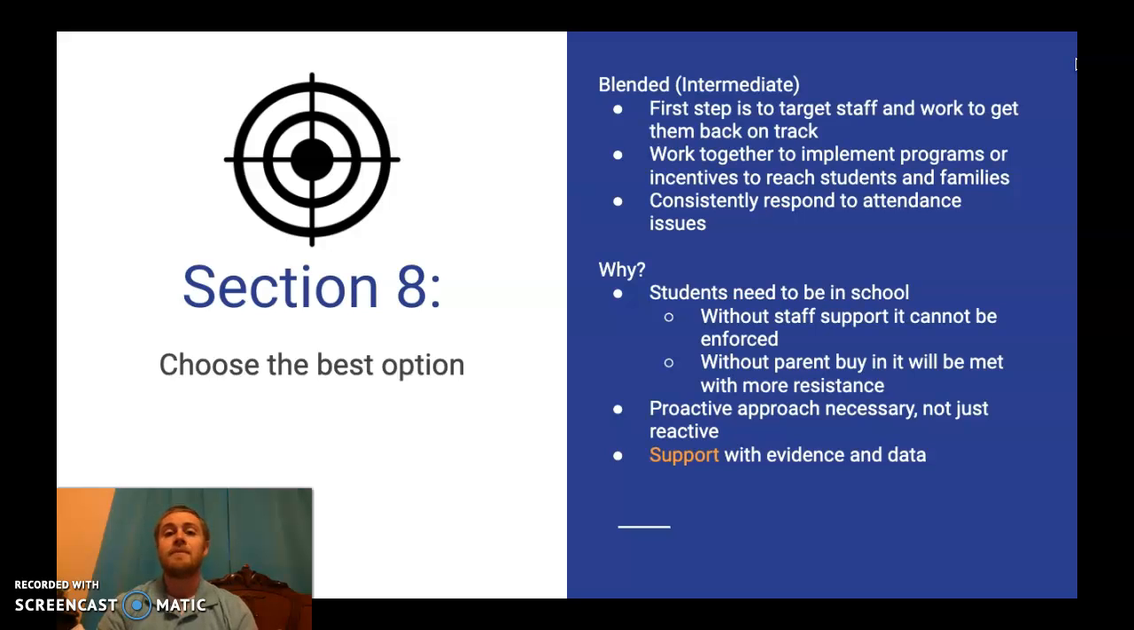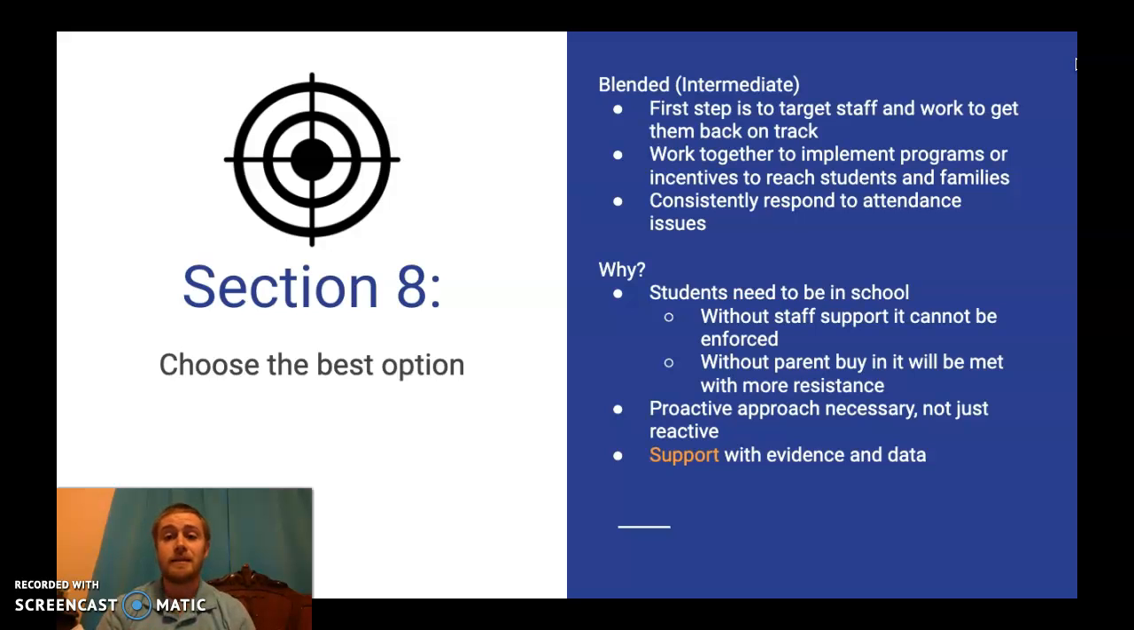So my first step is going to be to target staff and work to get them back on track. So whether that's through meetings with my superintendent, professional development, I want to show them through data and other things that attendance is absolutely vital. It's legally required that they attend, and that we report it accurately. So I want to get them back on track first and then go out.